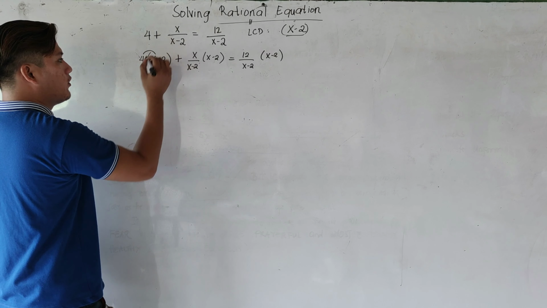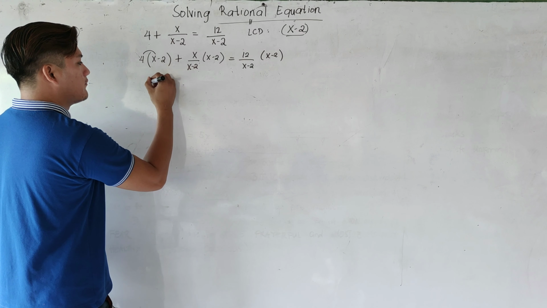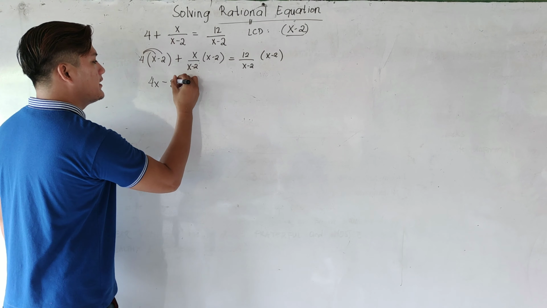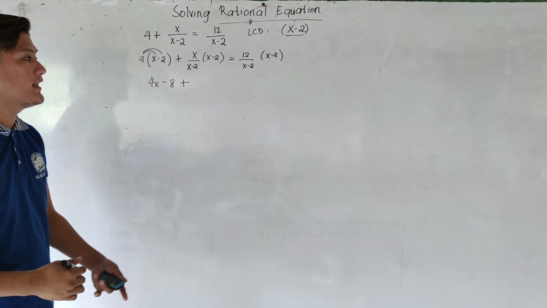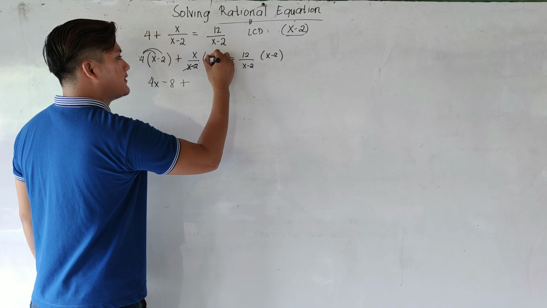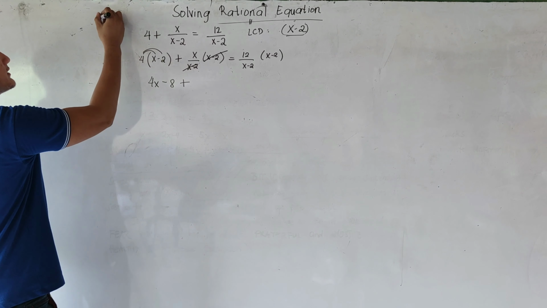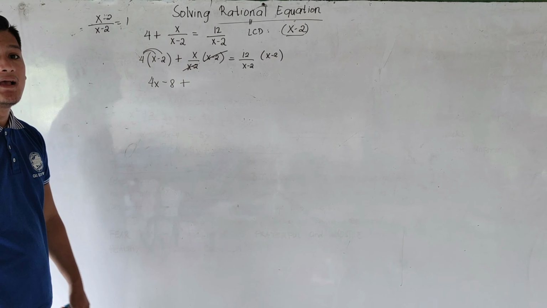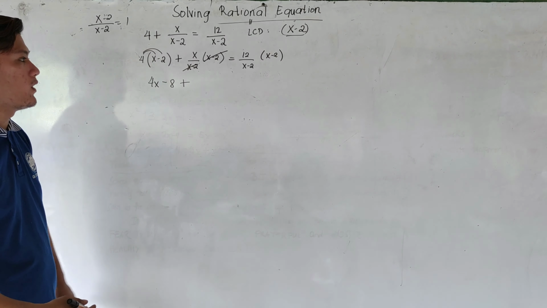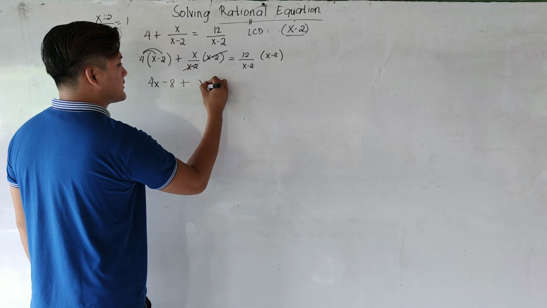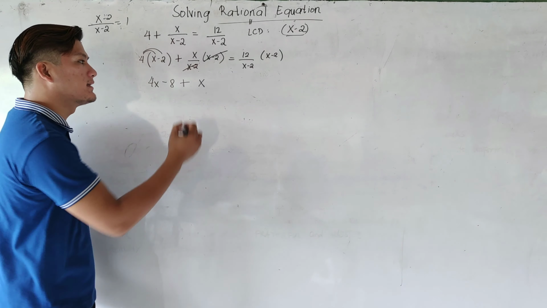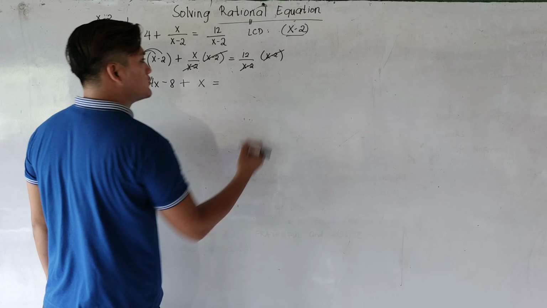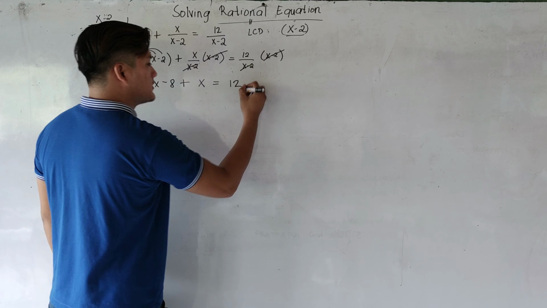Distribute 4. So 4 times x, we have 4x. 4 times negative 2, we have negative 8. Plus, again, as I said, we can directly cancel the x minus 2, because x minus 2 over x minus 2 is equal to 1. So 1 times x, we have x. So what did we do? Cancel out the x minus 2, same as here, cancel x minus 2. So the result is 12.